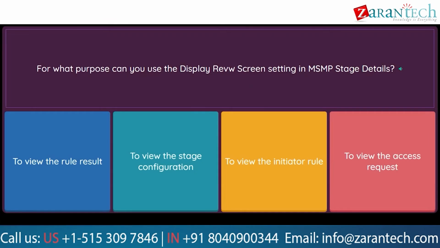Question: For what purpose can you use the display review screen setting in MSMP stage details? Option 1: To view the rule result. Option 2: To view the stage configuration. Option 3: To view the initiator rule. Option 4: To view the access request.